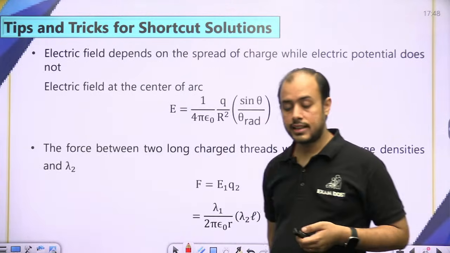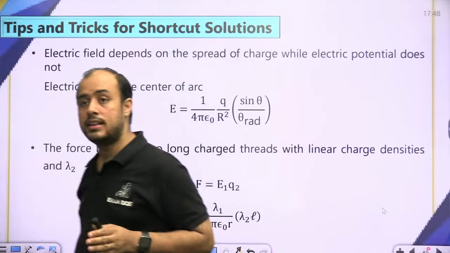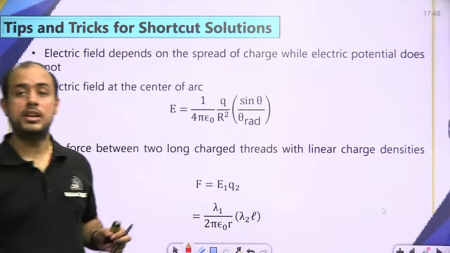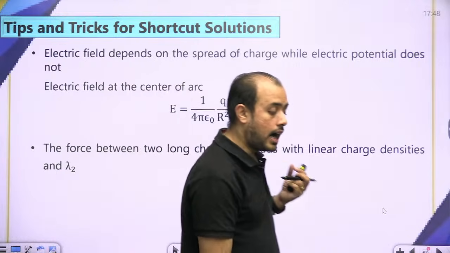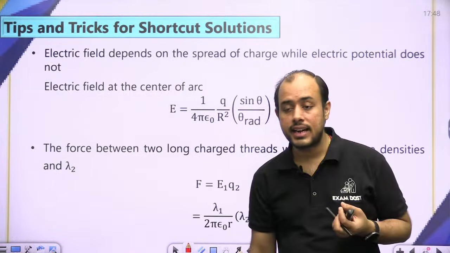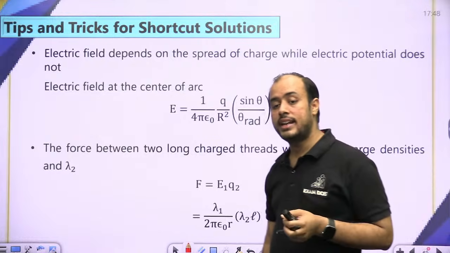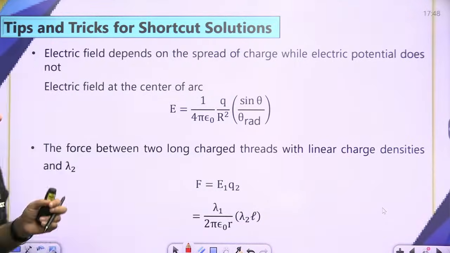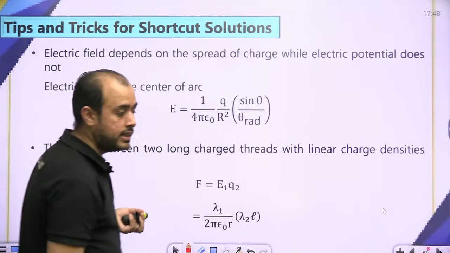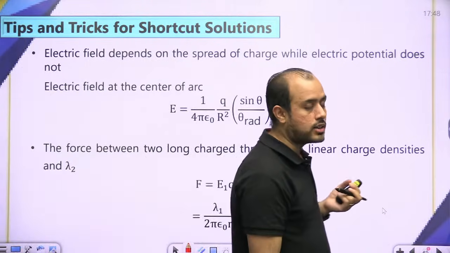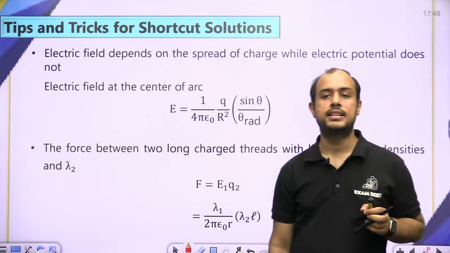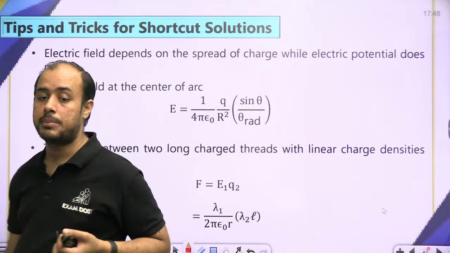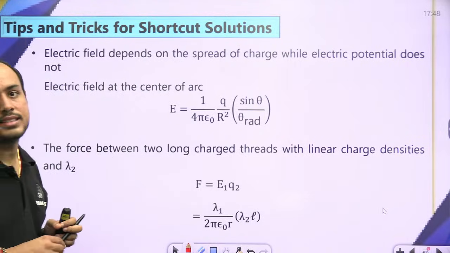Okay. Next, beta, electric field depends on how the charge is spread, but the potential only depends on the amount of charge. Why is that? Because when you calculate the total electric field, you have to take the vector sum, but potential is a scalar quantity. So while you are calculating the total potential, you are just taking the integration or the sum. So that is why it does not depend on the distribution of the charge.